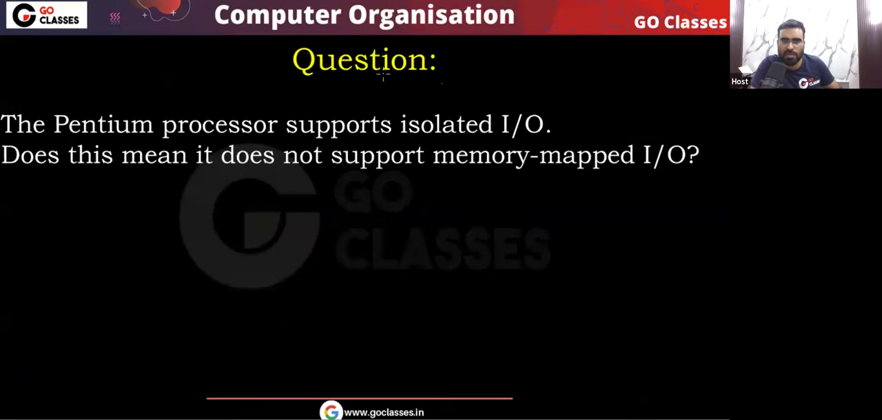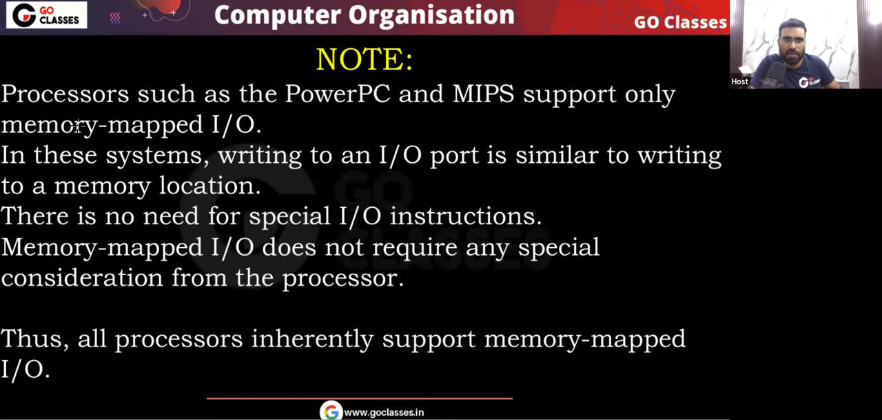Let me tell you, this question is an exercise question in a standard book of computer organization. This is a very nice question. If one processor is supporting isolated IO, does it mean it does not support memory mapped IO? The answer is no.